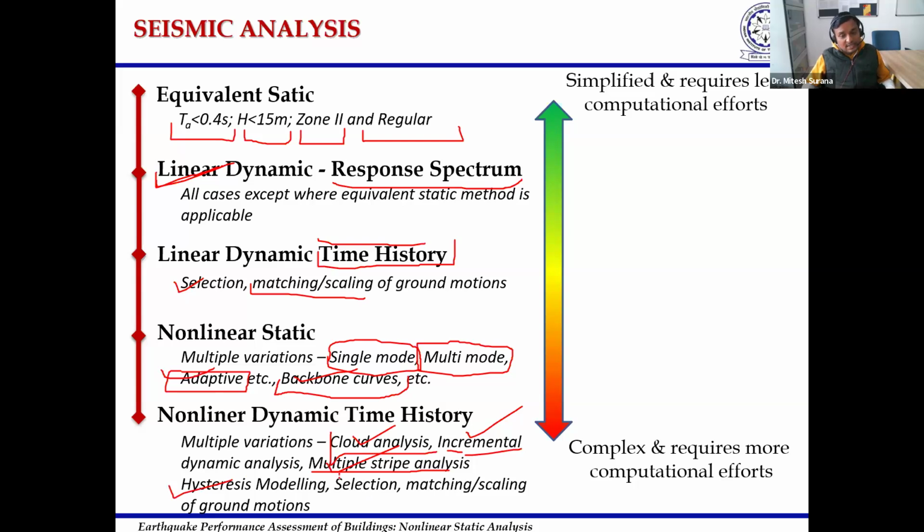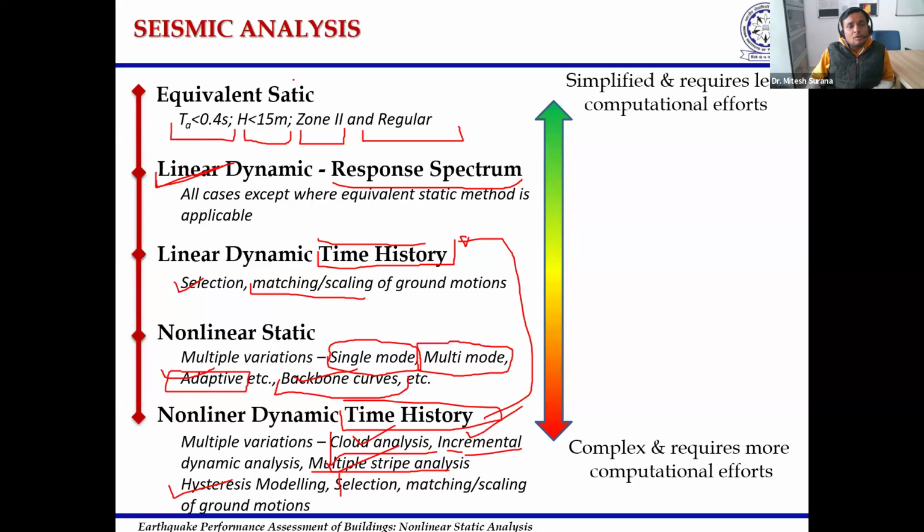Over and above that, selection and matching or scaling of ground motion will be applicable in this case also, because we are performing a time history analysis, which is similar to a linear dynamic time history analysis. In linear analysis, the model which we are using for our structural design is fine enough. We only need to conduct time history analysis by choosing the appropriate ground motions. But when we are performing nonlinear dynamic time history analysis, then we need to develop a nonlinear structural model first by incorporating an appropriate hysteresis model and member force displacement relationships. Then only we can compute the structural response.